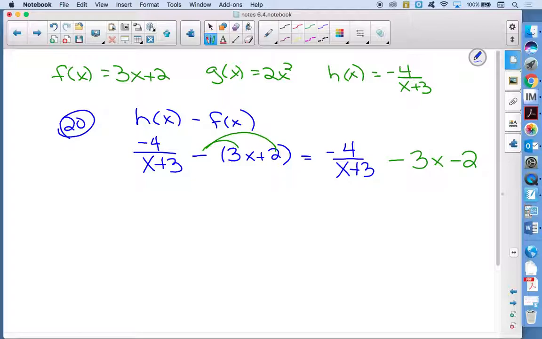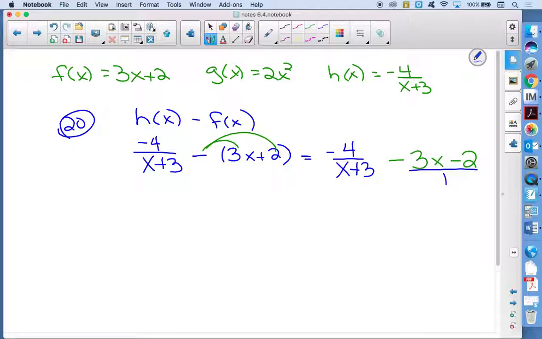But there's no other way for you to continue to try and add these together. So I can't take a negative 4 and add it with the negative 2, because these are really over 1 and this is over x plus 3. So they don't have the same denominator for you to continue to work through the problem.